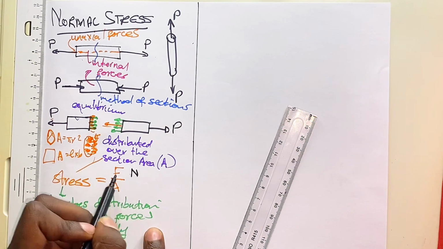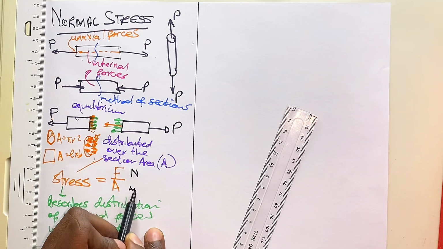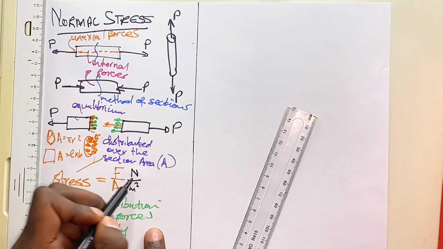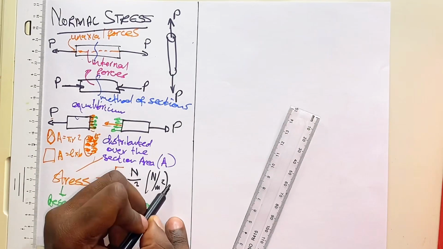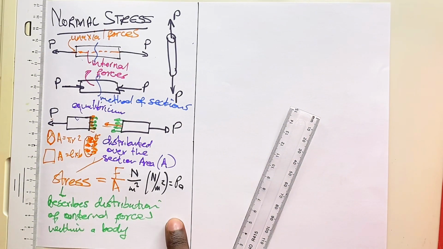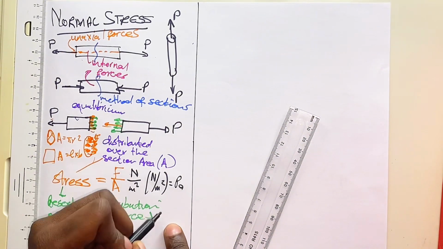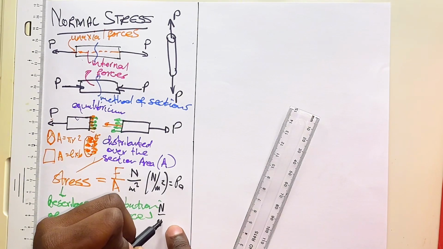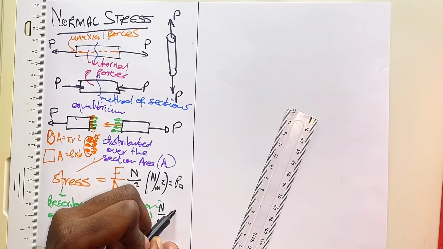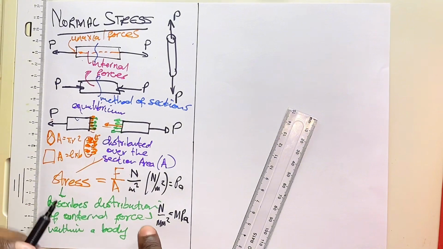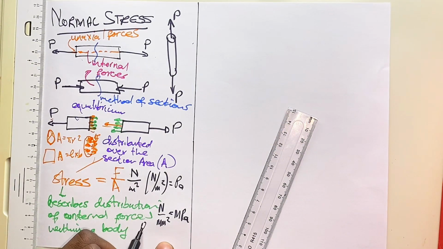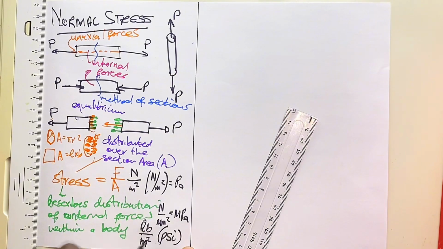So our force is given in newtons, and our area will be given in meters squared. Therefore, our SI units will be newtons per meter squared. In SI units, this is also called a Pascal. Now, if your measurements are given in millimeters, then newtons per millimeter squared will be megapascals. But for people who are using the US units, they will use pounds per inch squared, a pound per square inch.